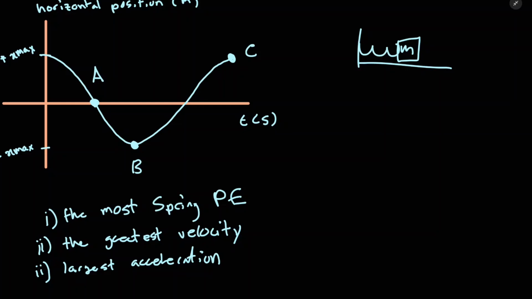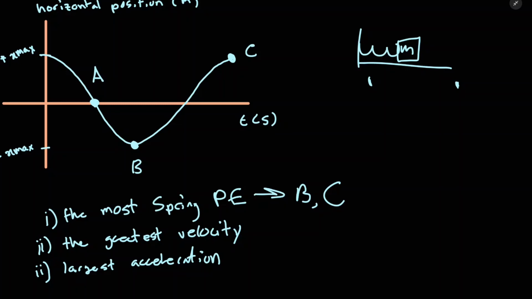So if we just go through these three, it's pretty easy. So the most spring potential energy is always at one of the amplitudes, or one of the endpoints. So here the answer would be B or C, as spring potential energy, if you remember, is not a vector, so direction does not matter, which means both points will be applicable as an answer.